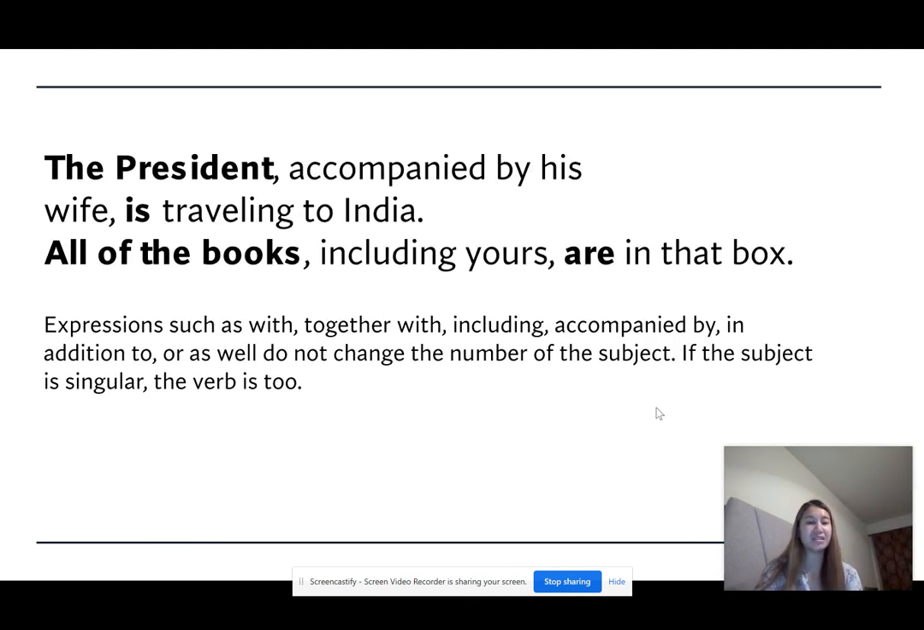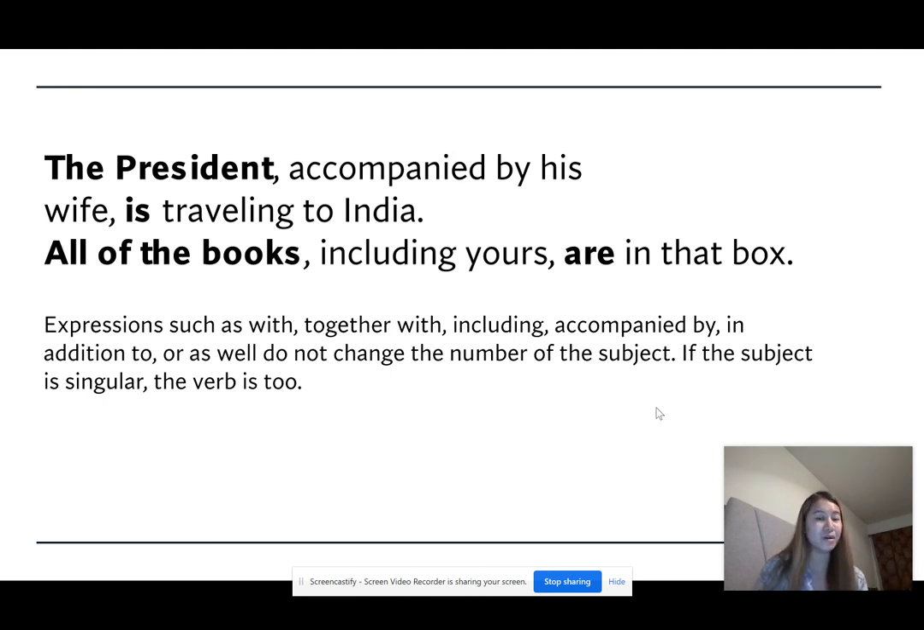Expressions such as with, together with, including, accompanied by, in addition to, or as well as do not change the number of the subject. If the subject is singular, then the verb is too. The president, accompanied by his wife, is traveling to India. Again, do not be confused. Look at your subject, which is your topic. It's not the president and the wife, but it's saying the president accompanied by his wife is traveling to India. That's just modifying. That's just our clause.